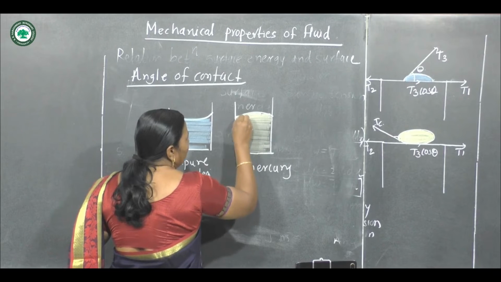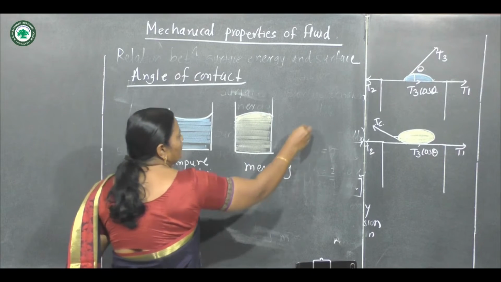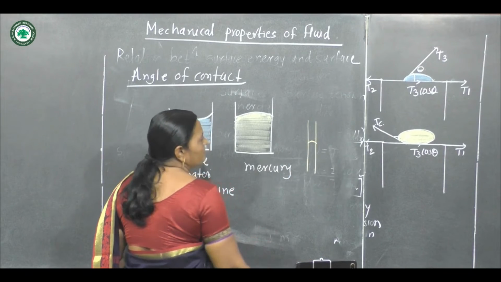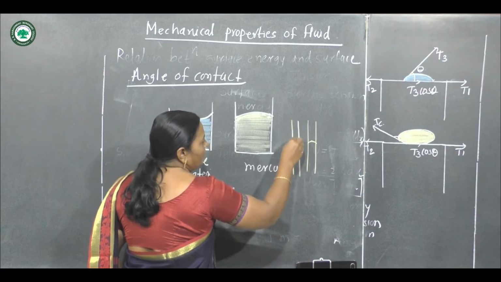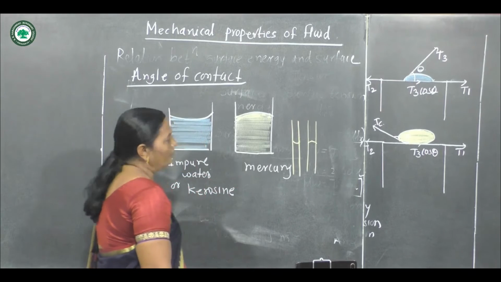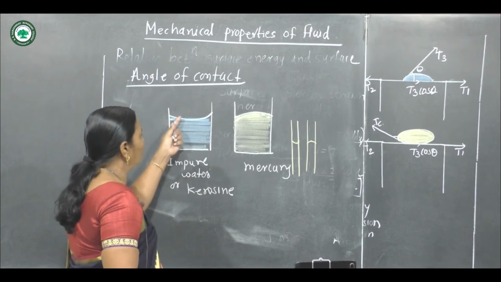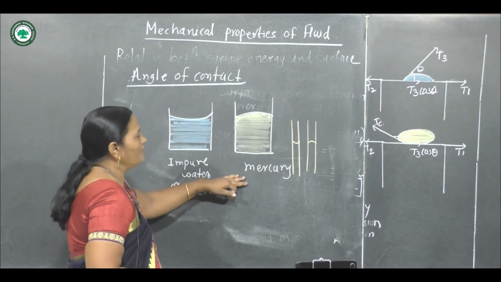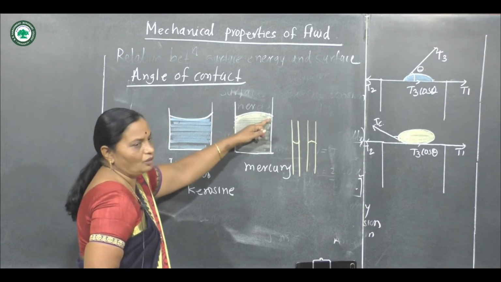Suppose we take a capillary tube and we see the surface. Suppose there is a capillary tube, then the surface is like this, it is convex. Suppose the water rises in the capillary, and the free surface of liquid is concave. In case of mercury, the free surface of liquid is convex.